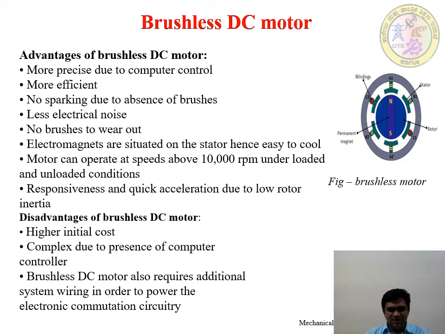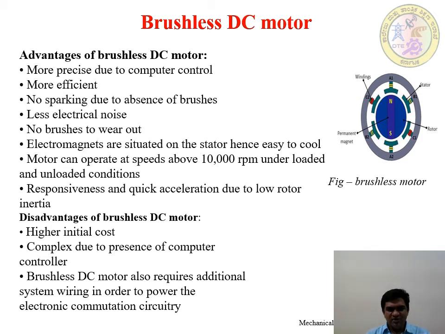No brushes wear out as it does not have brushes, whereas the brushed DC motor has brushes, and there will be wear out of them. The electromagnets are situated on the stator, hence it is easy to cool, and the motor can operate at speeds above 10,000 rpm under loaded and unloaded conditions. Responsiveness and quick acceleration due to low rotor inertia. These are the main advantages of the brushless DC motor.